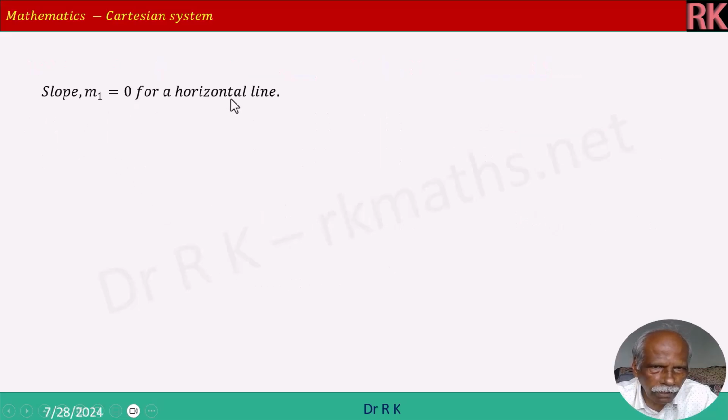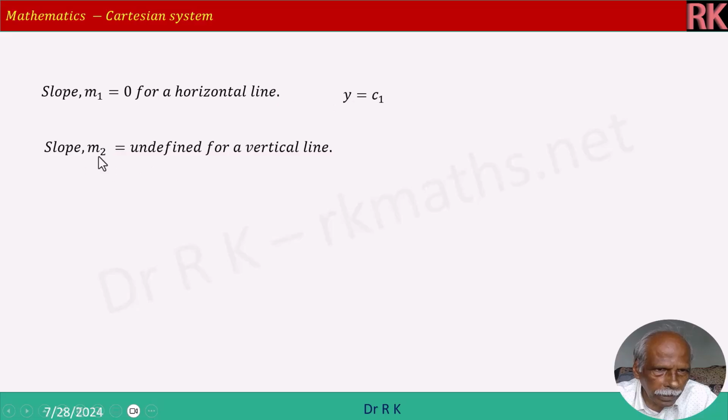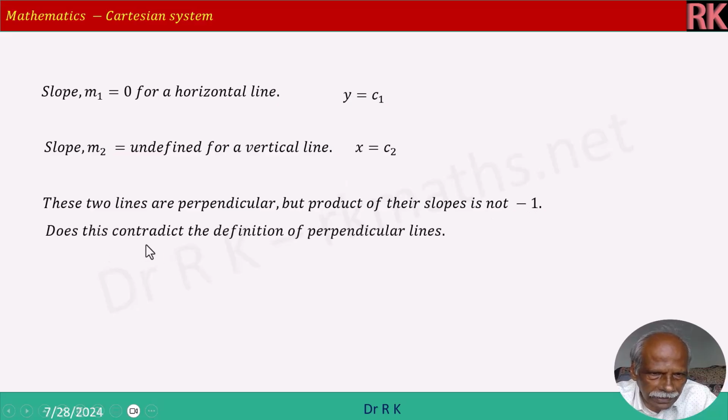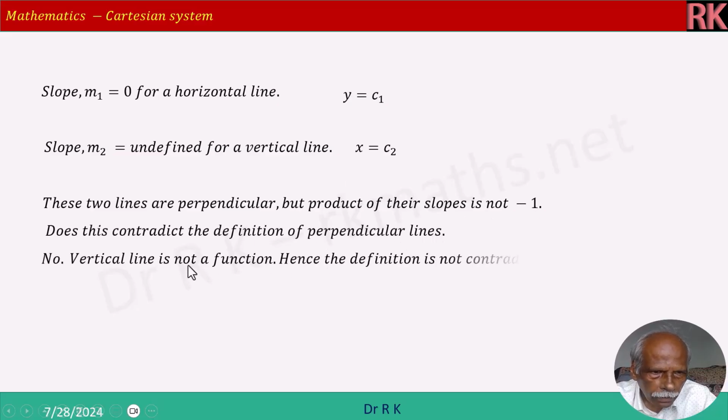Slope m1 = 0 for a horizontal line. y = c1 is a horizontal line parallel to the x-axis. Slope m2 is undefined for a vertical line because there is no coefficient for y. These two lines are perpendicular. The x-axis and y-axis are perpendicular, we know. A line parallel to the x-axis and a line parallel to the y-axis will also be perpendicular. But the product of the slopes is not −1 because one is undefined. Does this contradict the definition of perpendicular lines? No, because a vertical line is not a function, since for one input the outputs are many. So hence the definition.